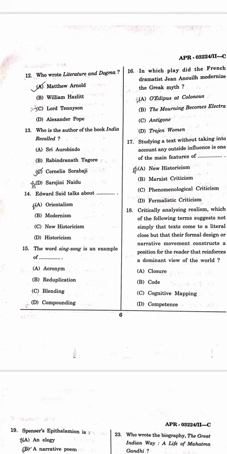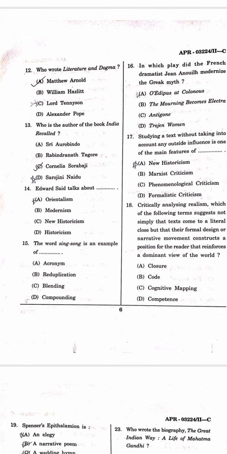Question number 14, Edward Said talked about Orientalism. Option A is the right one. Question 15, the word sing-song is an example of reduplication. Option B is the correct one. Question number 16, in which play did the French dramatist Jean Anouilh modernize the Greek myth? The correct answer is option C, Antigone.